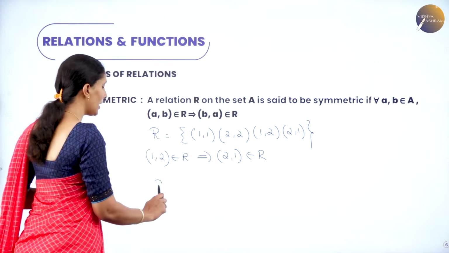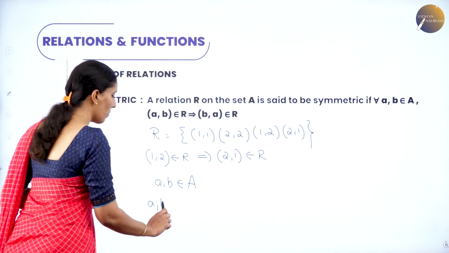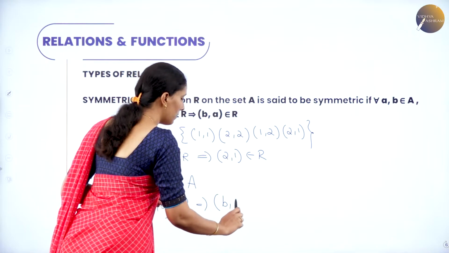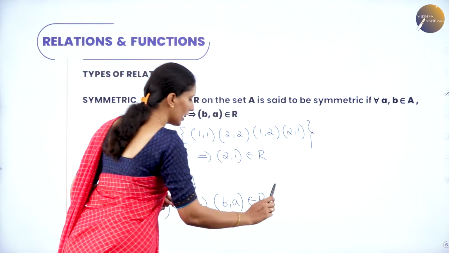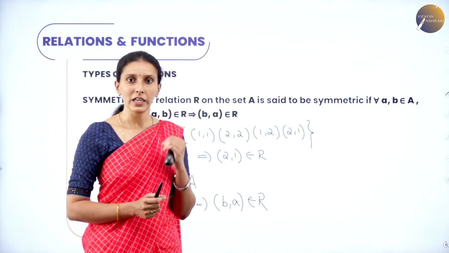So whenever any two elements are in the set A, suppose (a, b) is in the relation set, then it should imply (b, a) is also in the relation set. Then only we say it is an example for symmetric relation.